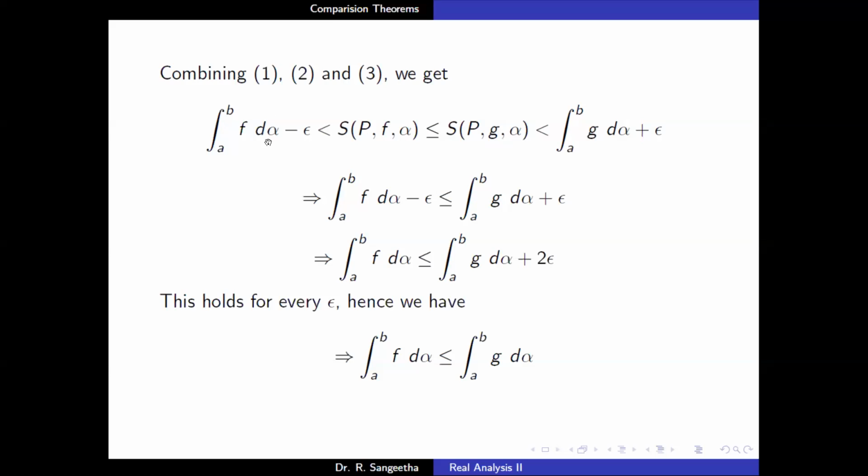Now, therefore, what is on the left hand side? Integral a to b f d alpha minus epsilon is less than or equal to integral a to b g d alpha plus epsilon. Now you bring this minus epsilon to this side. So what will we get? Integral a to b f d alpha is less than or equal to integral a to b g d alpha plus 2 epsilon. And this is true for every epsilon. Therefore the inequality must be true. That is, integral a to b f d alpha must be less than or equal to integral a to b g d alpha. And the proof is over.